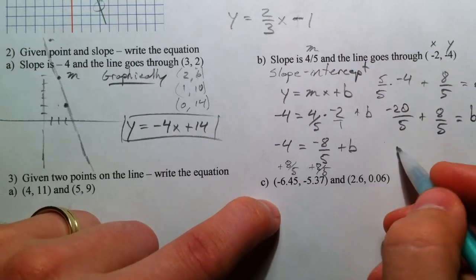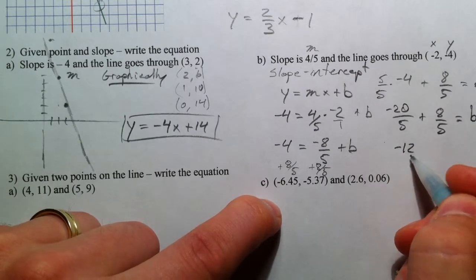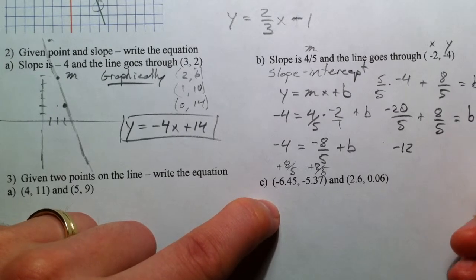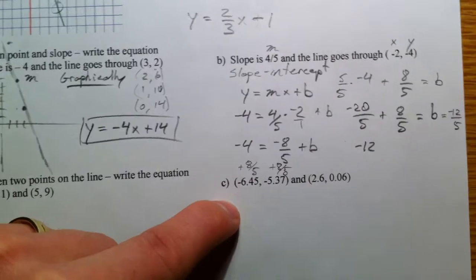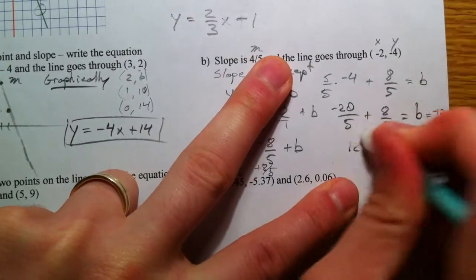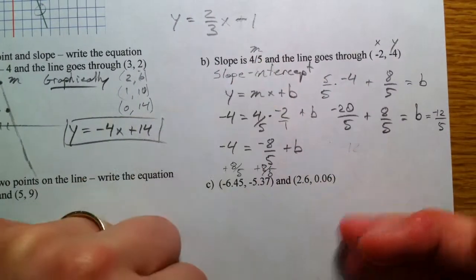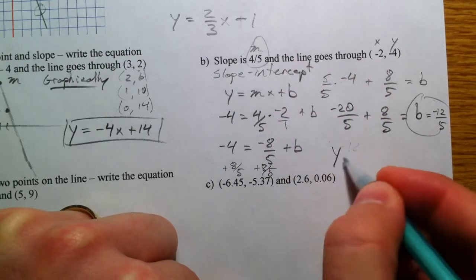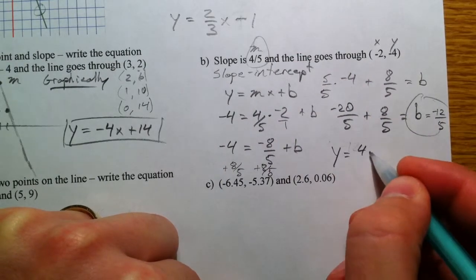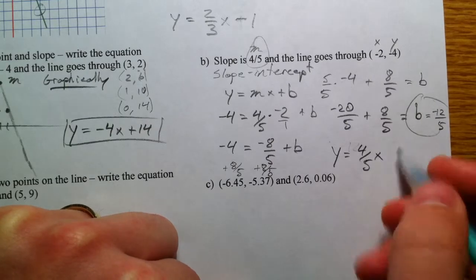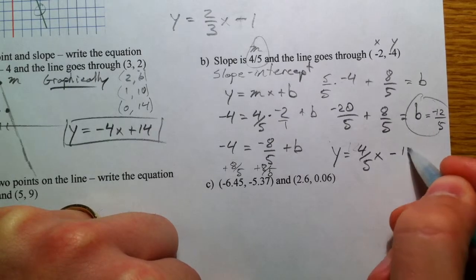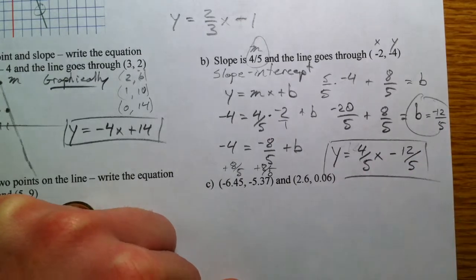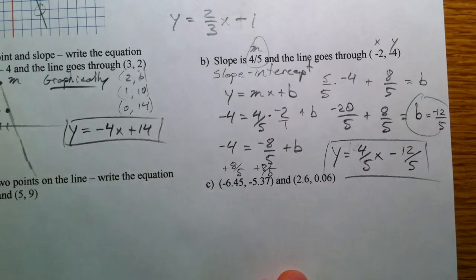-20 plus 8 is -12/5. And then we write our equation. We plug it back in, we have our slope, we have our y-intercept, y equals 4/5 x minus 12/5. And there you have it.